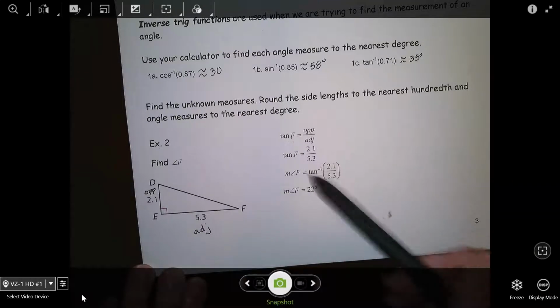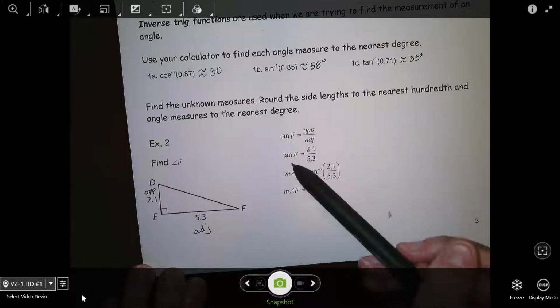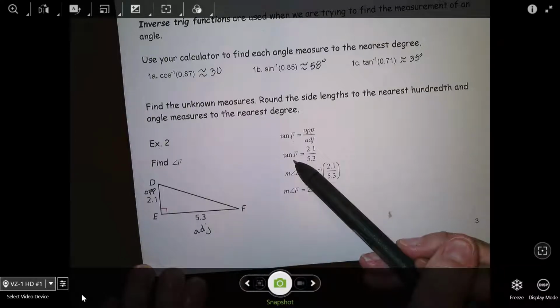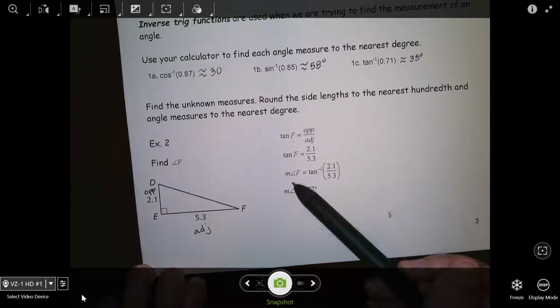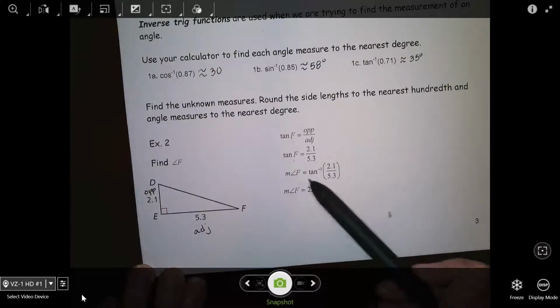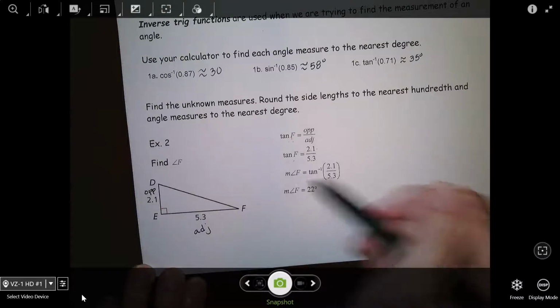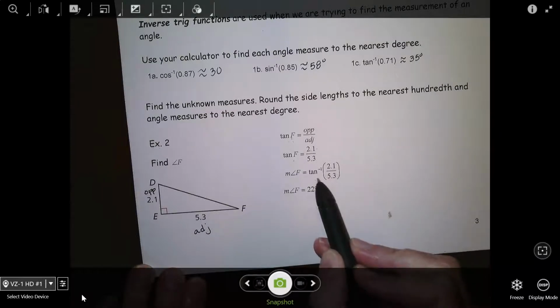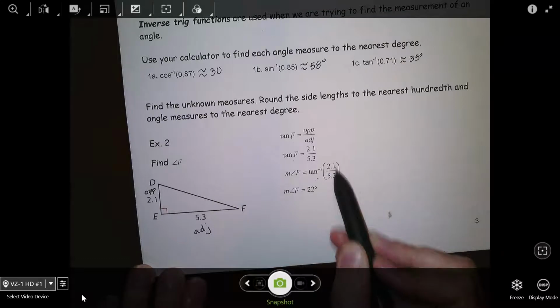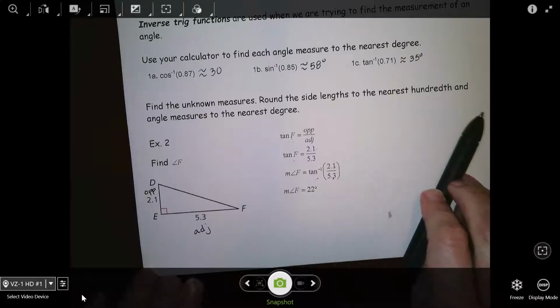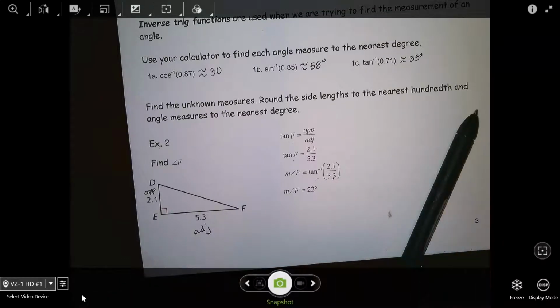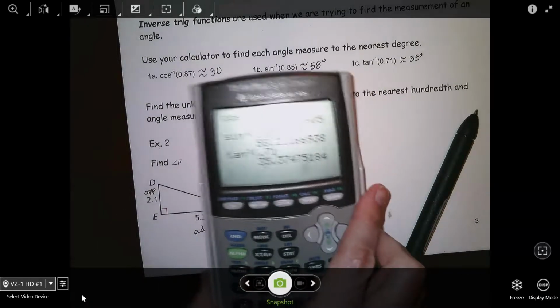Now I need to figure out what this is. To get rid of the tan F, you always use inverses. I take the inverse tangent of both sides, and so it would go away over there. I'm going to take the inverse tangent of 2.1 divided by 5.3. Generally I don't round until the end, so I'm going to put it in my calculator that way.